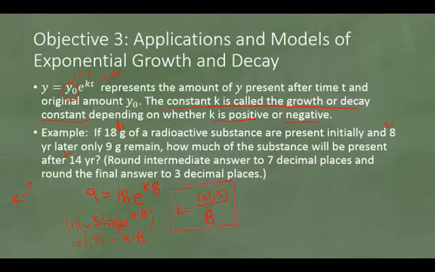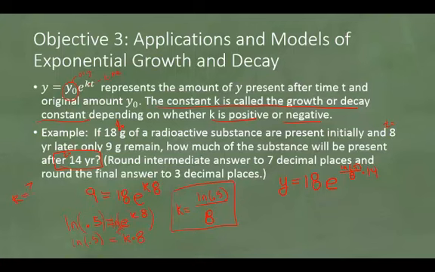Okay, and then we still have to figure out how much of the substance is present after 14 years. So we're going to write this equation again. y, how much of the substance is present, if the original amount was 18 times e. Now we know that k is the natural log of 0.5 over 8, and they're asking for this after 14 years, so times 14.